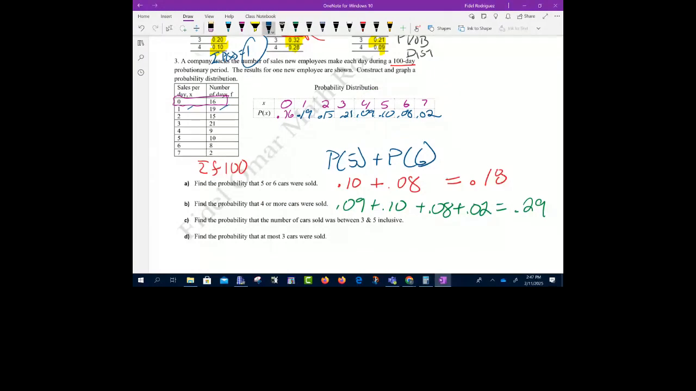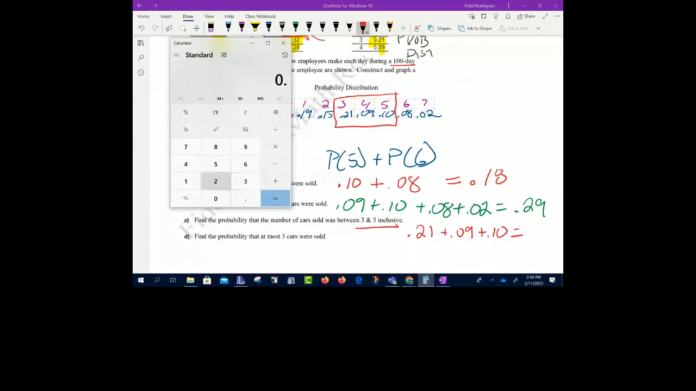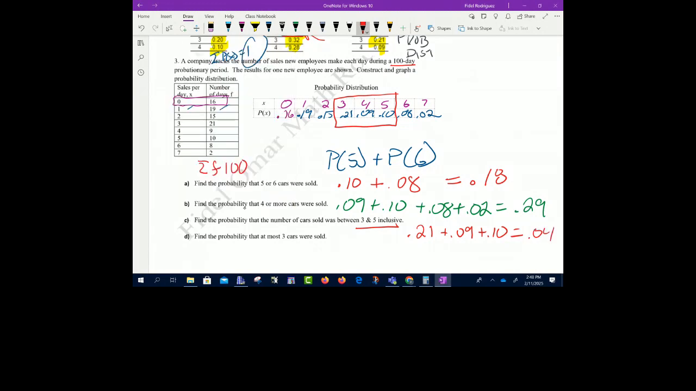Find the probability that the number of cars sold was between 3 and 5 inclusive. Inclusive, y'all, means we're going to include those numbers. So we're going to just look at those right there. I'm going to write those out: 0.21 plus 0.09 plus 0.10. Because it's between 3 and 5 inclusive, right? That means they sold either 3 cars or 4 cars or 5 cars, right?